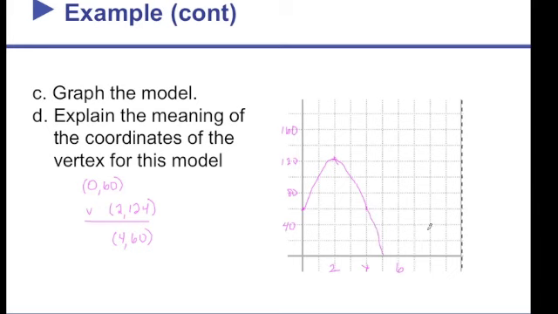And I don't think we calculated the meaning of the vertex of this model. Well, here was my vertex. The meaning would be in 2 seconds, the ball will reach the maximum height of 124 feet.